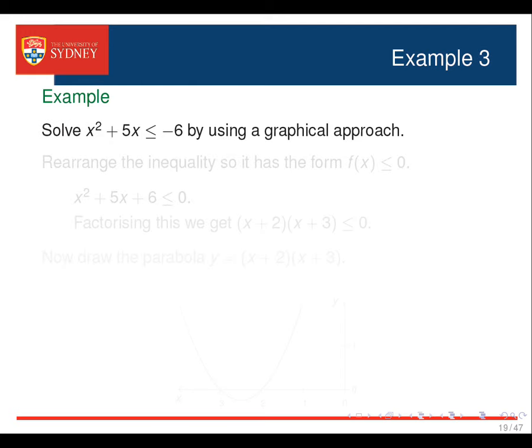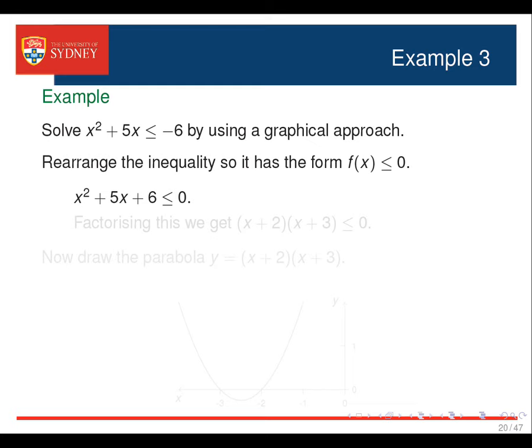Sometimes using a graphical approach can help you to solve these inequalities. For example, let's try solving x squared plus 5x is less than or equal to minus 6 using a graph. We rearrange the inequality so that we have a 0 on one side. So in this case, the inequality becomes x squared plus 5x plus 6 less than or equal to 0.